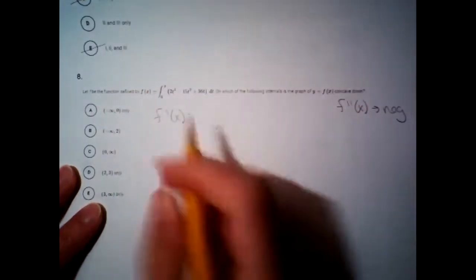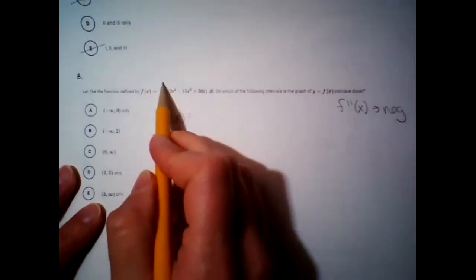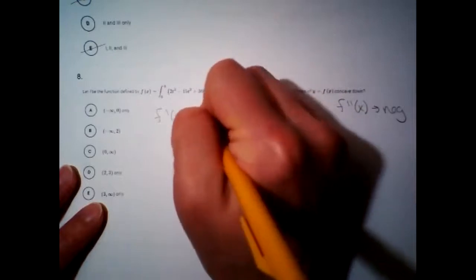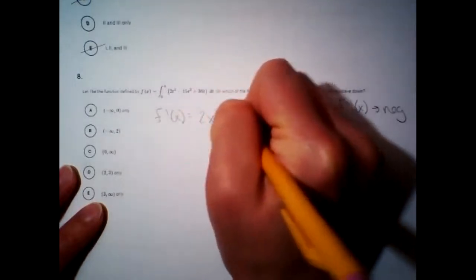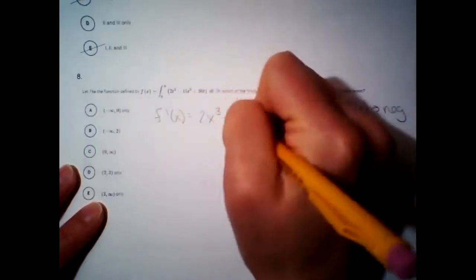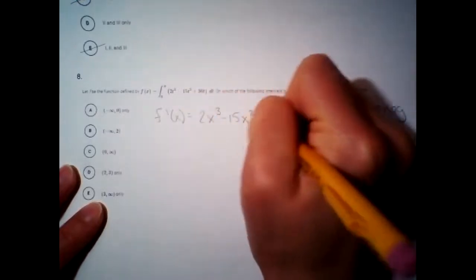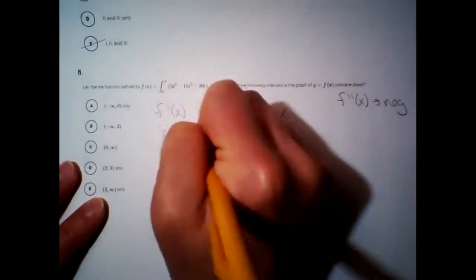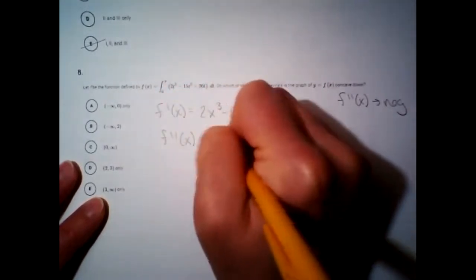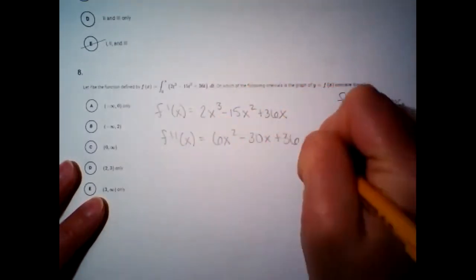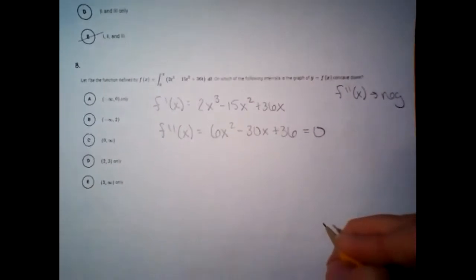So first derivative, there's no chain rule because this is just x. You're just going to plug x in for all of these t's. Oops, that's a cube. 2x cubed minus 15x squared plus 36x. And then second derivative, we're just going to do the derivative of that. So that would be 6x squared minus 30x plus 36. I'm going to set that equal to 0.